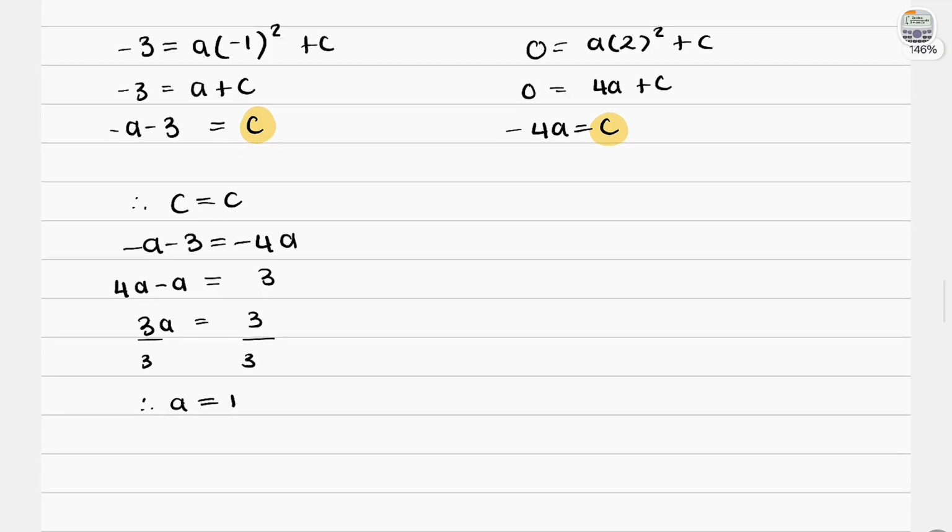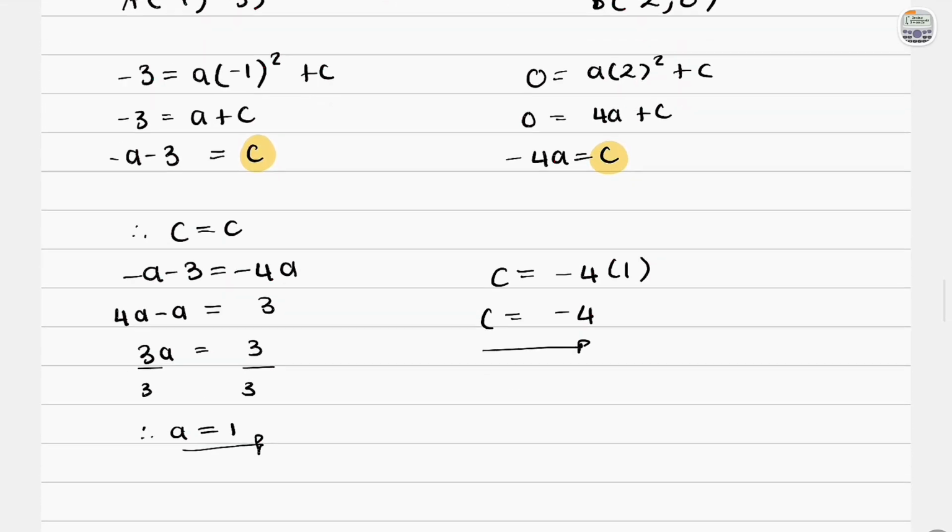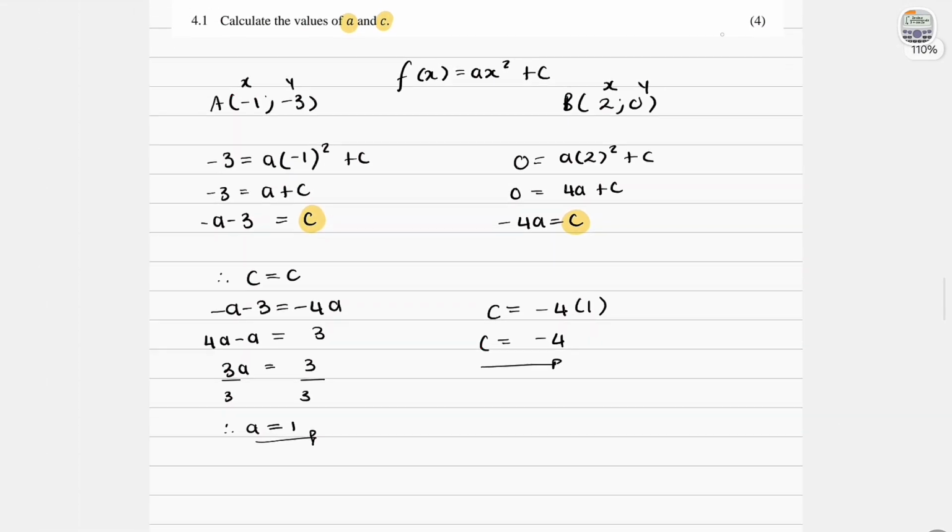Now that we have a, we can find c. Just take the value of a and substitute it in one of the equations for c. So c equals negative 4a, but a is 1. So c is actually equal to minus 4, and there we go. Those are our values for a and c. Moving on to the next question.